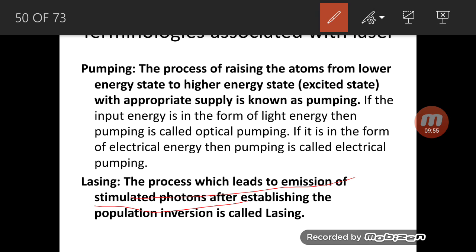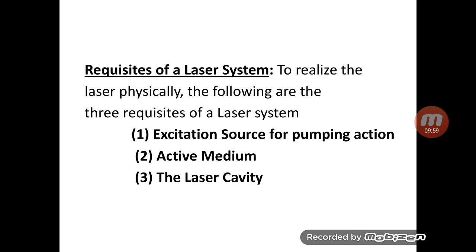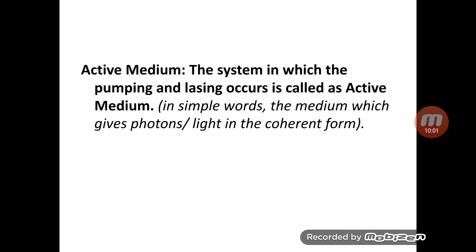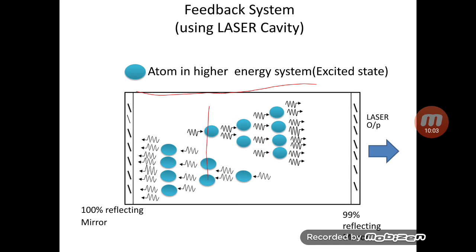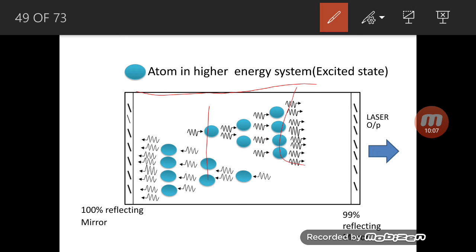Now if you go to the previous diagram, again I'll show the previous diagram. Look at this diagram. The photons are moving together. This is known as lasing, obtaining the stimulated emissions. Once the stimulated emissions are obtained, you get a large number of photons. Now, this process is called lasing.